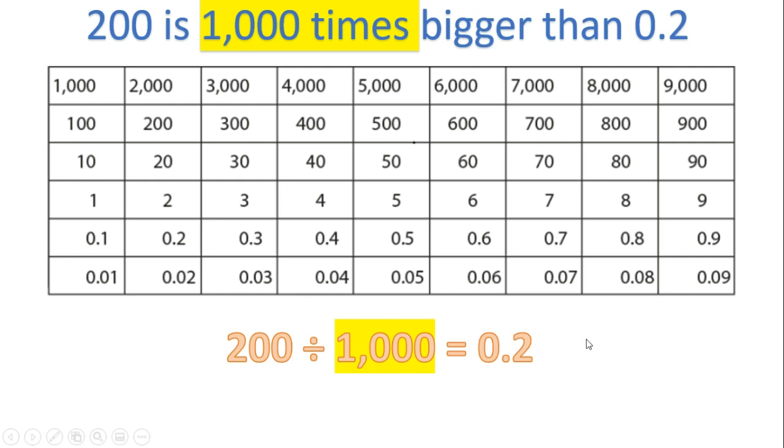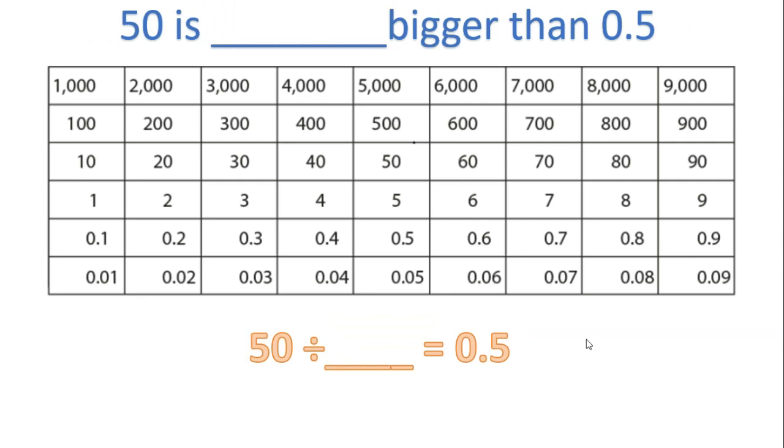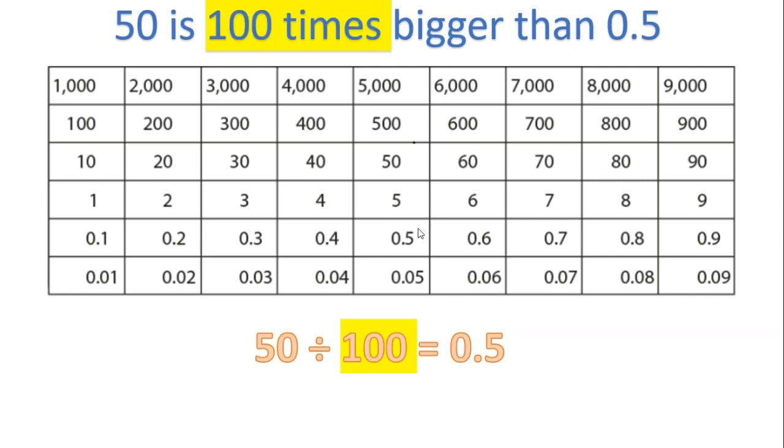Let's have a go at another one. 50 is how many times bigger than 0.5? I'm going to go through it, but if you're happy, pause the video and do it. So 50, put your finger there. Right, jump down. 1, 2 jumps. Okay, 2 jumps means 2 zeros. So hopefully you got 100 times bigger. So 50 divided by 100 is 0.5.